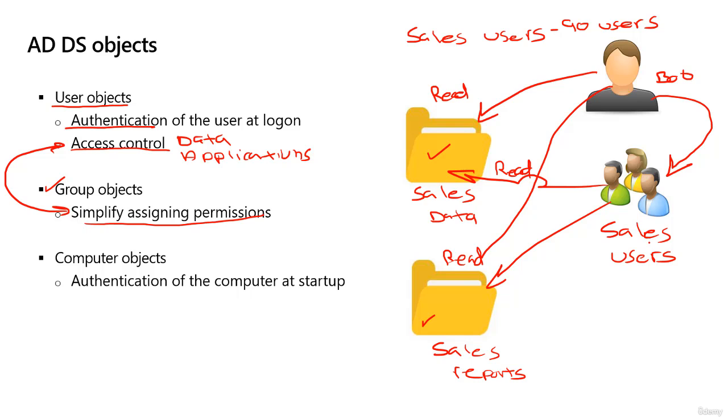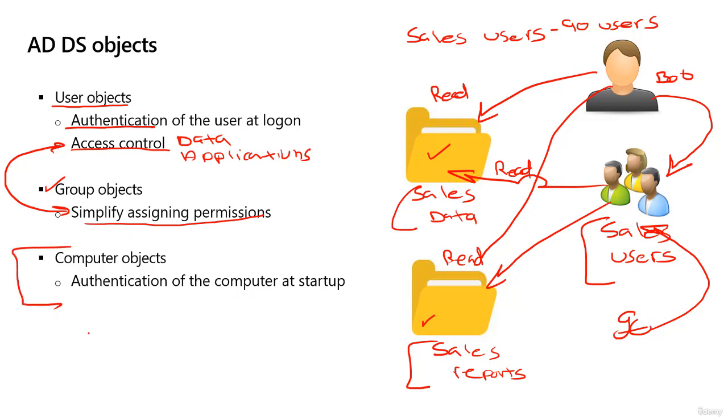Tomorrow, if I'm informed we've hired 5 new salespeople, all I need to do is make them a member of the sales users group. As soon as I do that, they will automatically have access to all the resources that the sales users group has been assigned. So they're going to be able to access the sales data folder here and the sales reports just because they're a member of this group. It eliminates the need of going to all these individual folders every time a user needs access. You create your groups, groups get assigned permissions, then you make users members of groups. So the primary purpose is to simplify assigning permissions.